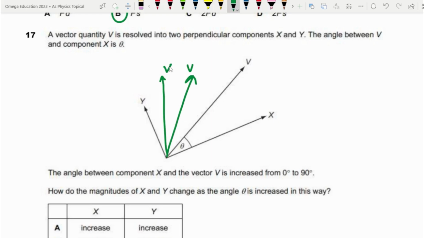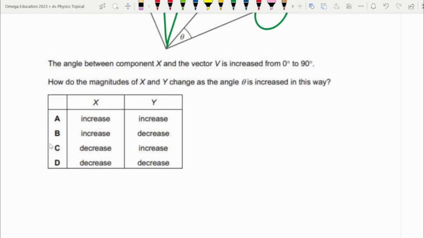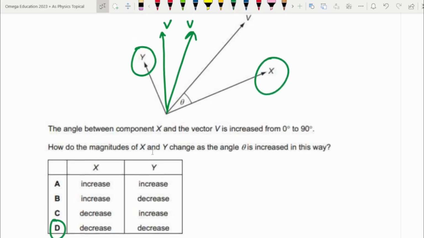So you see, the closer the vector is to Y, the magnitude of Y would increase. The closer the vector is towards this side, towards X, the magnitude of that component would increase. So if you keep increasing the angle, the vector gets away from X and gets closer to Y. So the value of X would decrease and the value of Y would increase. So for this one, we have D as the right answer.